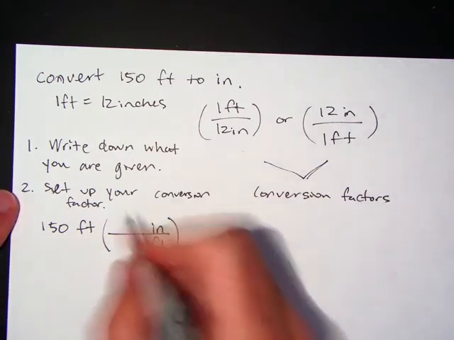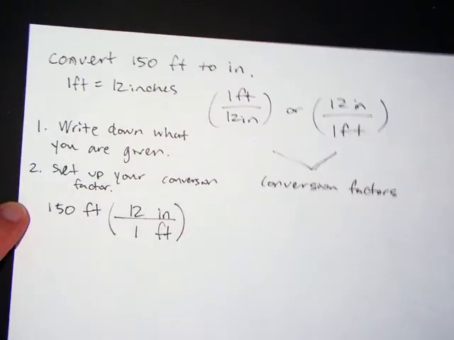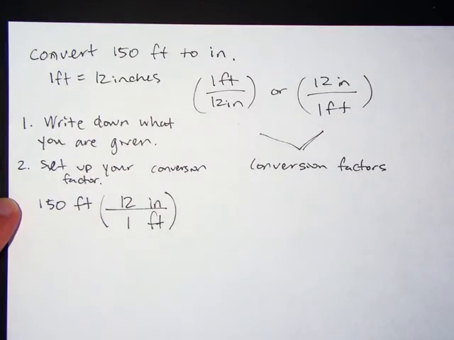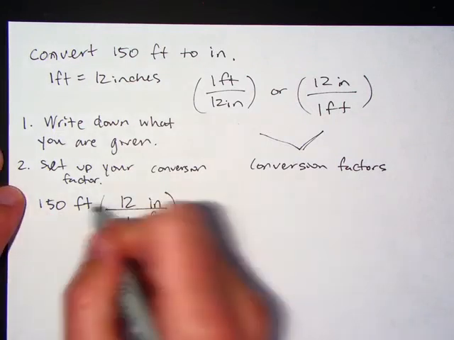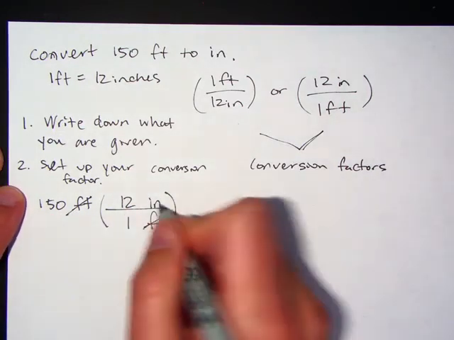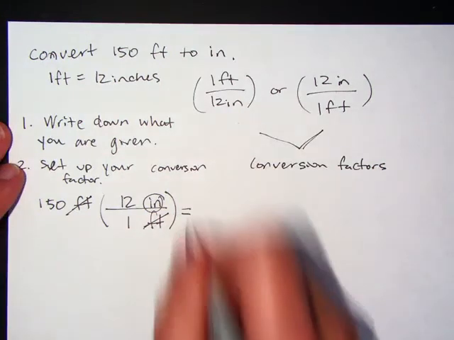Then you fill in the numbers. Put 1 foot on bottom is equal to 12 inches on top. Notice feet on top, feet on bottom, they cancel off, so I'm just going to draw lines on them to represent that. And what you're left with is inches, which is what you want your answer to be in. So you know you've set the problem up right if you cancel out what you don't want and keep the things that you do want, which is pretty common to do.